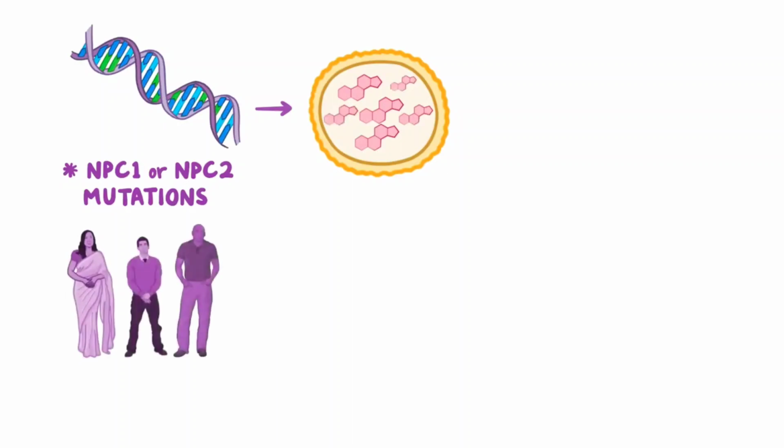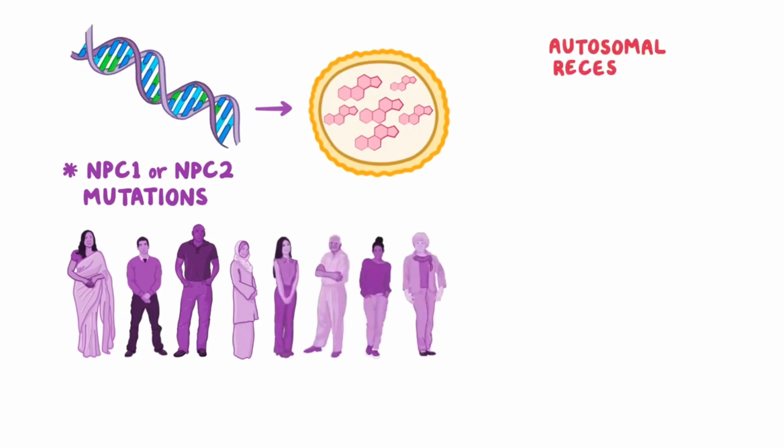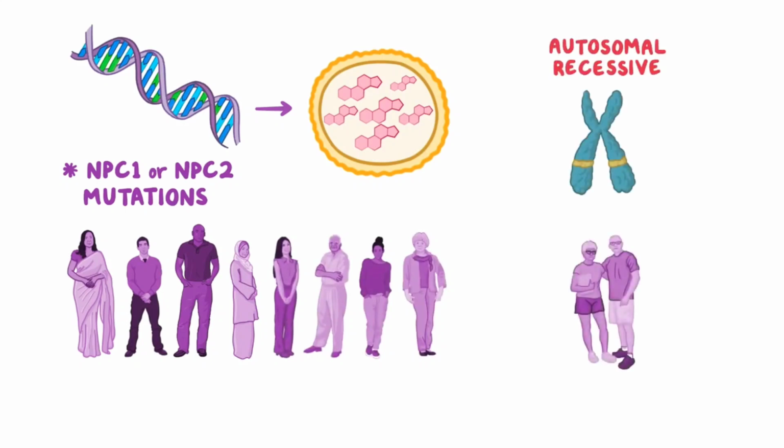Mutations can affect people of all ethnic backgrounds, and they're inherited in an autosomal recessive pattern, which means that an affected individual must have 2 copies of the mutated gene, one from each parent.